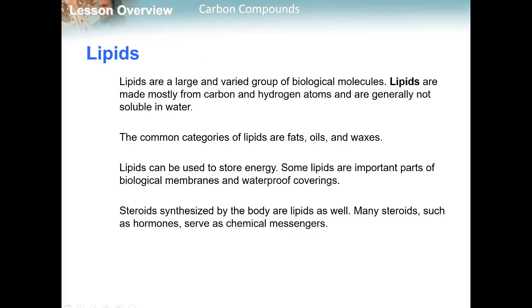The next macromolecule that we're going to talk about are lipids. And lipids are your fats, your oils, and your waxes. Now, I know you're sitting there and saying, yeah, Mrs. Saunders, I don't eat wax. I haven't picked up a candle lately and just chomped down on it.